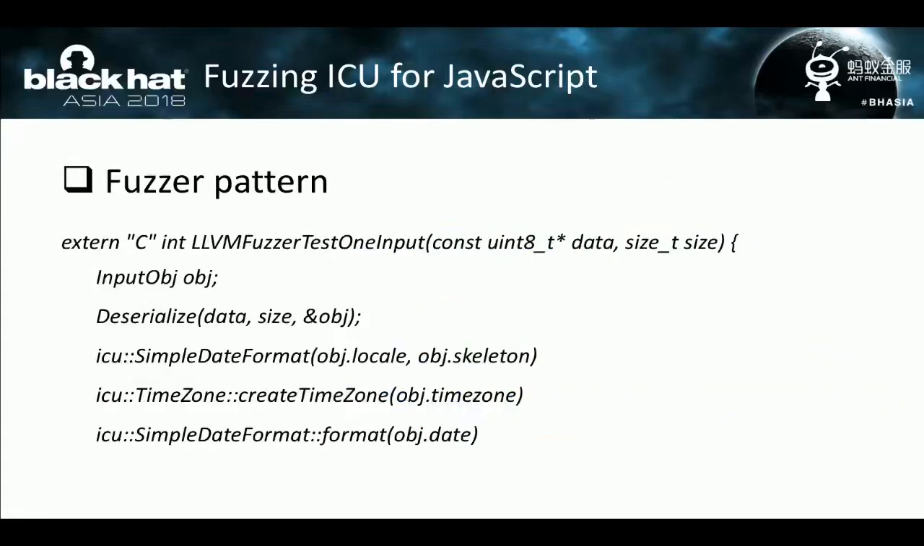So the fuzzer pattern is like this. First, we deserialize the input object from the data. Then pass the argument to a simple data format and create a time zone and format. And the libFuzzer will feed back the code coverage and get the fuzz.